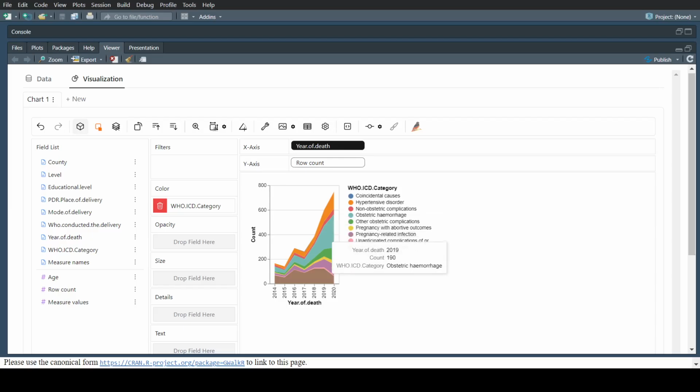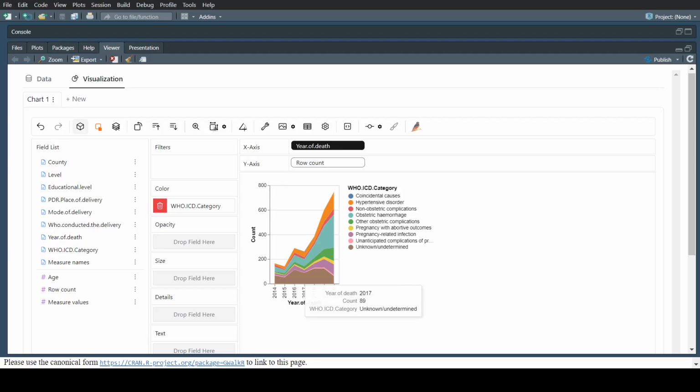So you can see this bluish green color is obstetric hemorrhage. It's increasing each year. You can see the number of women with obstetric hemorrhage was very high in 2020 compared to 2014. And the same thing, to a lesser degree, is the hypertensive disorder. And this one in green is other obstetric complications. And the one in purple is pregnancy-related infection, including sepsis and others.